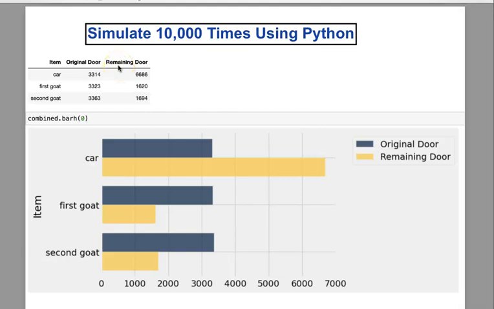But if you switch to the remaining door, then you can see actually the car choice is 66, 86. So that's almost a 2/3 chance. On the other hand, the other 2 are not 1/3. They become 1/6 because they share that 1/3.